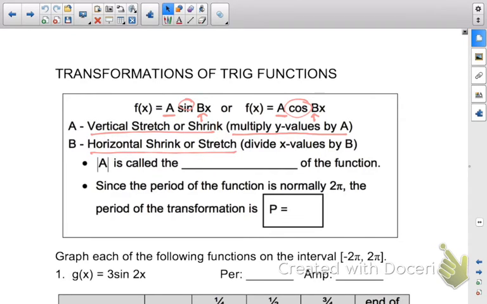And notice anytime, like what we've done before with transformations, anytime you're doing something to the x, you're doing the exact opposite of what it says. Okay, so you need to remember that one. We're doing the exact opposite. You're going to divide your x values by b instead.